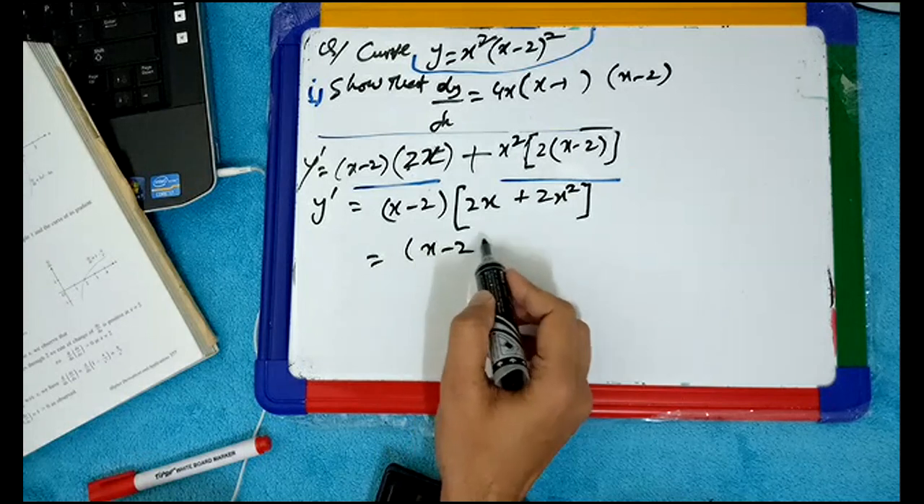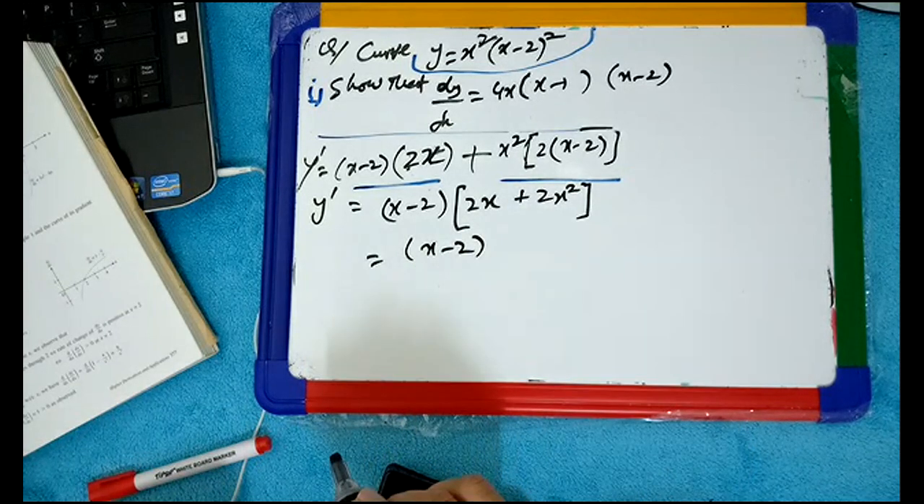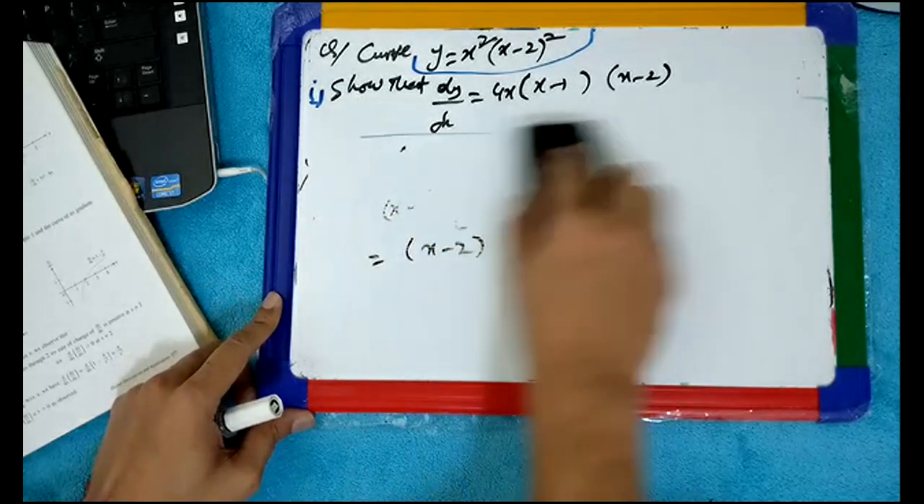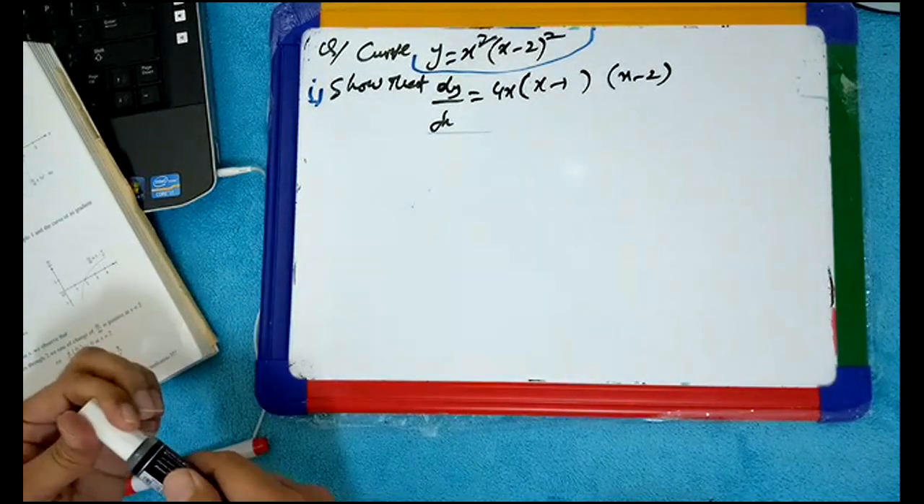Okay, now next thing is x minus 2. And what is common from these two? Wait, I don't understand. Why is it 2x plus 2x squared? Okay, I do it again. The problem is that. Wait, we do it again.